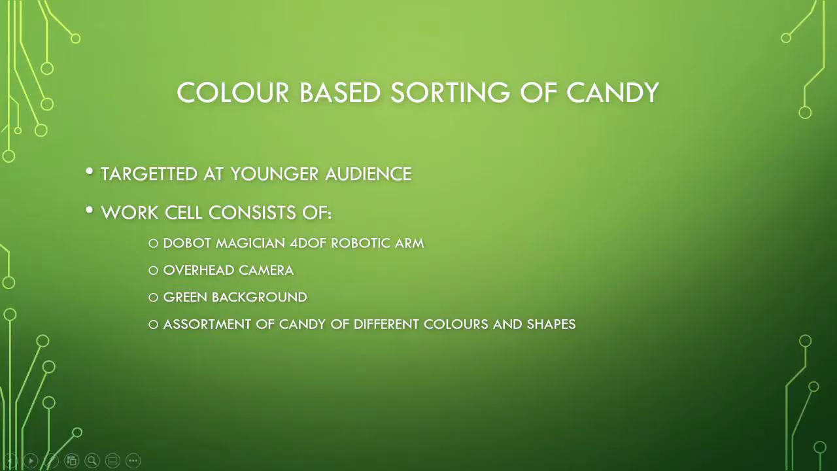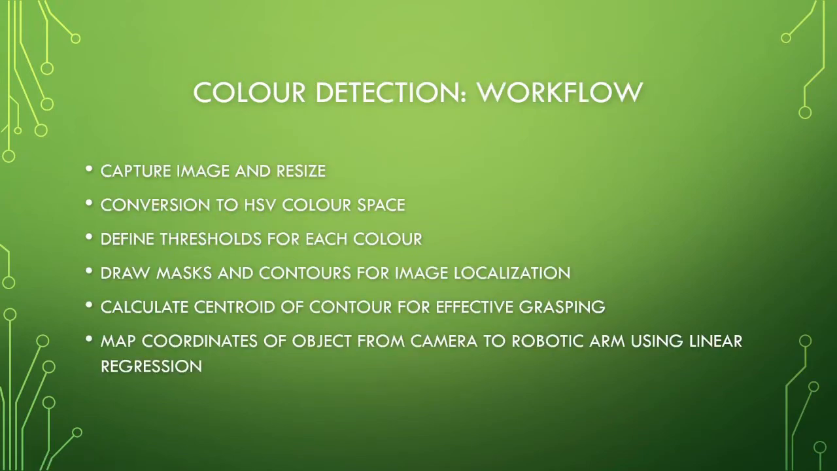The second experiment is specifically targeted at our younger audiences. We will make use of the Dobot Magician robot to detect, identify, and sort various types of candy based on their color and shape. The work cell consists of a Dobot Magician 4 degree of freedom robotic arm, an overhead camera, and an assortment of various candies, placed on a contrasting green background.